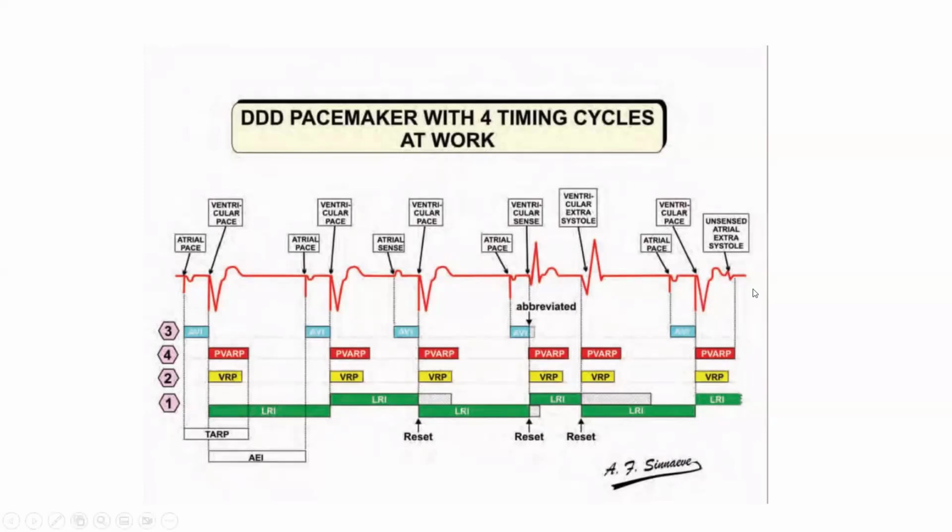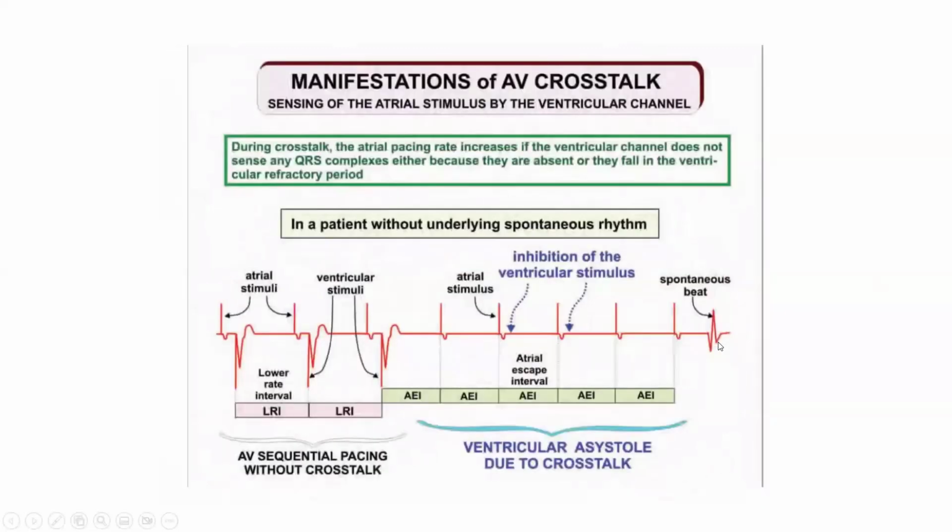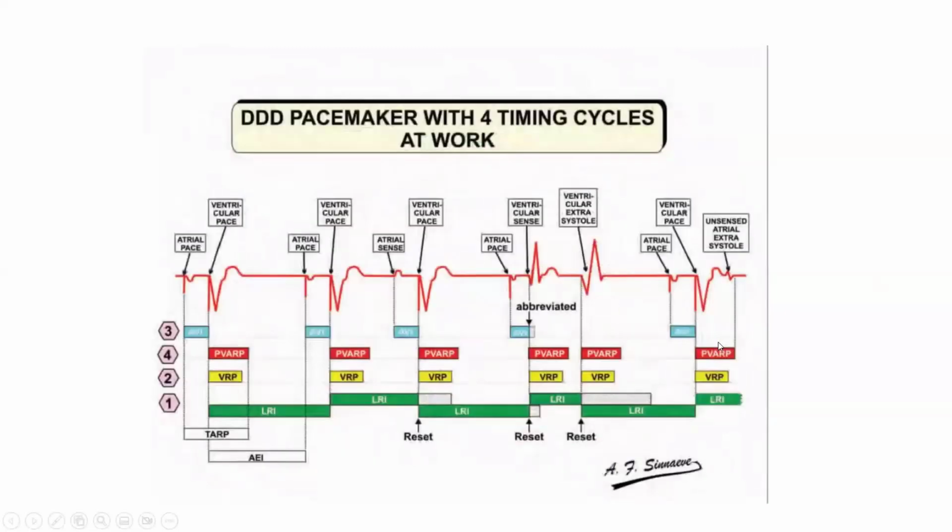And here we find an atrial extrasystole, and this atrial extrasystole is not sensed because it falls inside the refractory period. So for the pacemaker, it didn't happen, and the pacemaker doesn't record it. So these are the four fundamental cycles. This must be imprinted in your brain to understand any pacemaker. We will get more advanced, but these are the most basic.